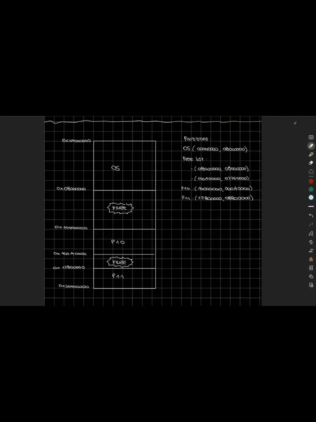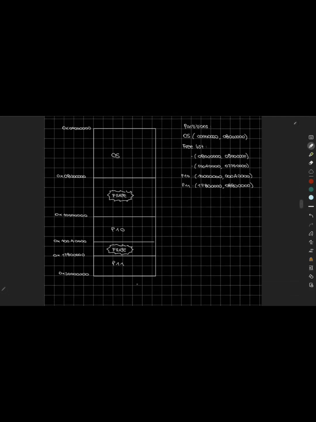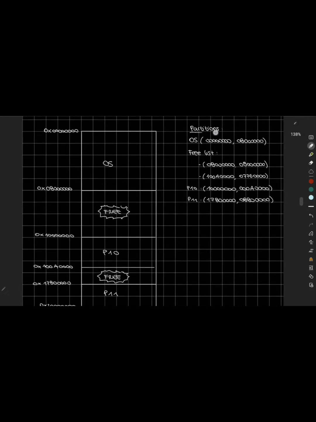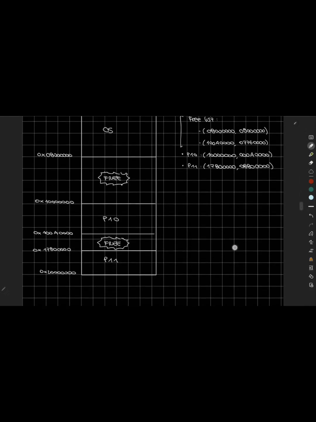I did a slightly better representation of what we have found out until now. And so to summarize, we have in the very first part the OS from this address to this address. Then we have a free block from this address to this address. We have the process P10, then another free block, and then our process P11. And these are the partitions that we have. So for the OS, our free list and our P10 and our P11.